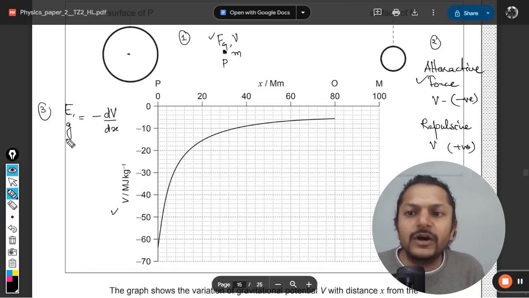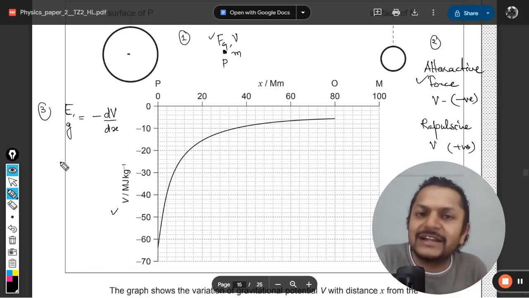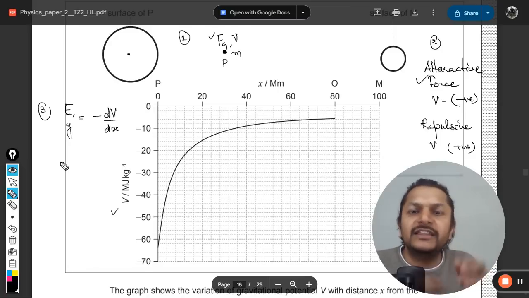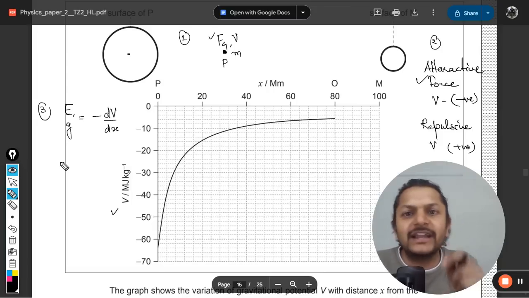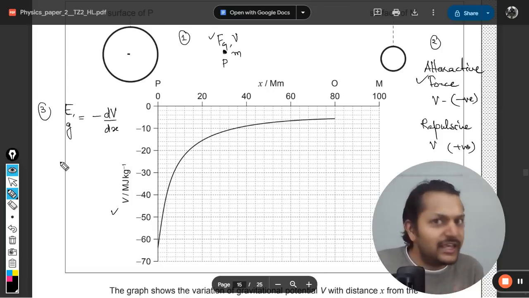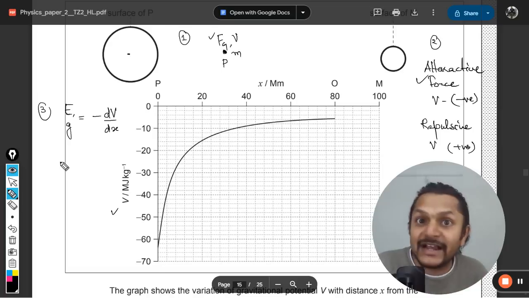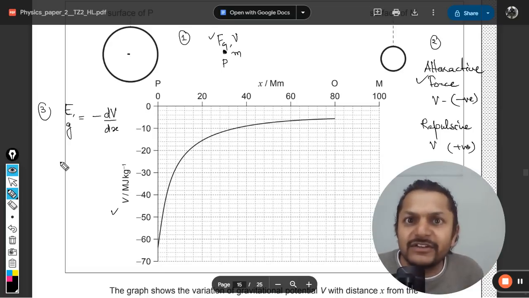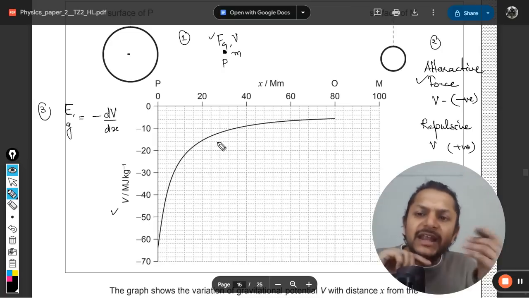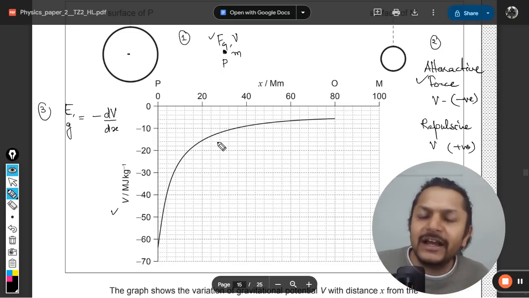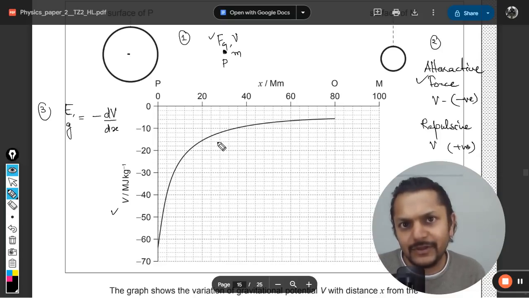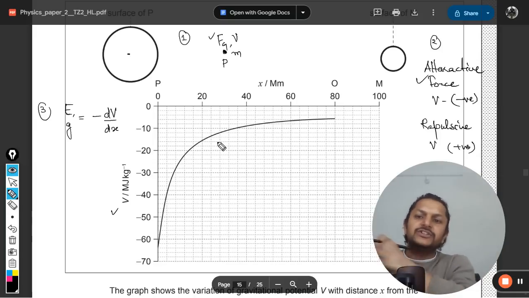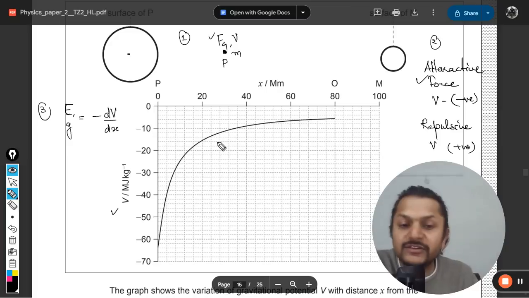So, whether you are trying to find the electric field strength at some point or the gravitational field strength at some point, that will be given by the negative gradient of the potential if the graph is given for V versus X. Clearly, the V versus X graph is in front of you, and you can find the slope here, and the negative of that slope will give you the gravitational field strength at that point. Clear? Okay. So we would be utilizing this formula in this question.